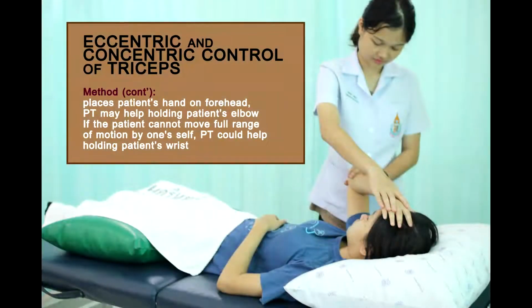Eccentric and concentric control of triceps. Starting position is supine lying. Physical therapists have to move the patient's shoulder in flexion 90 degrees, then place the patient's hand on the forehead. Ask them to hold in this position for a while and encourage them to extend their elbow. If the patient cannot move by themselves, physical therapists can help them by supporting their wrist.